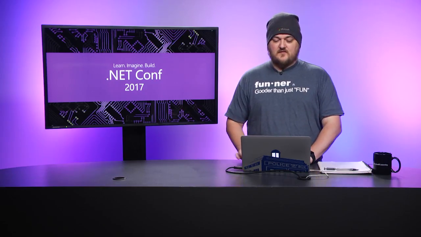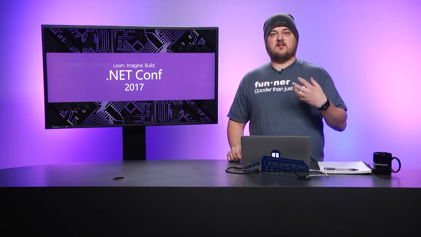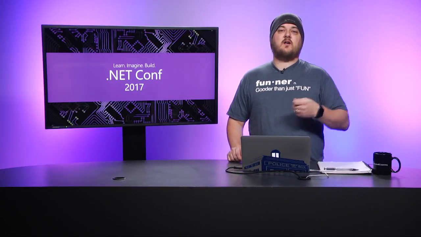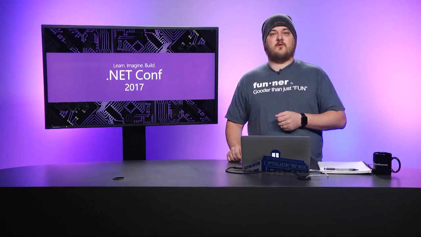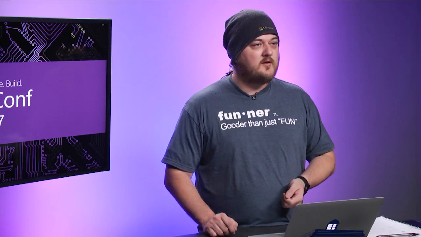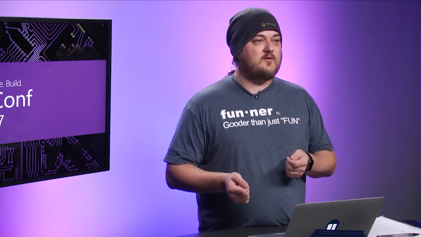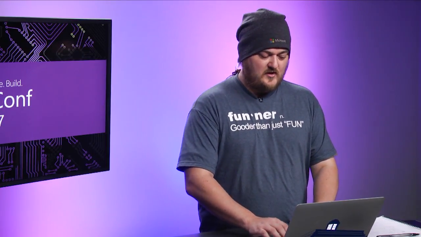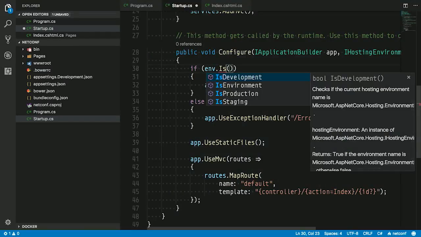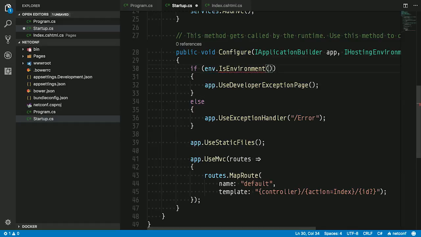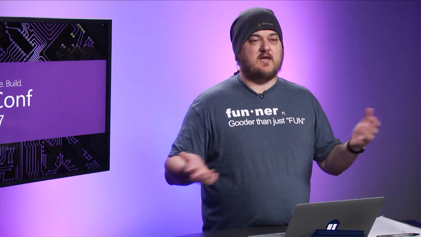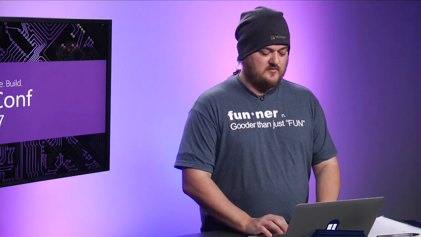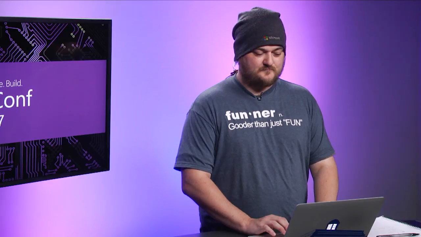And IsDevelopment is just a convenient extension method that says, is the value of the ASPNETCORE_ENVIRONMENT variable the word development? And you don't have to use development or production. There are three that we know about that we have extension methods for: IsDevelopment, IsProduction, or IsStaging. But otherwise, it's just a string, right? You can make up whatever environment you want and then use that everywhere. It's up to you how you use the environment names.